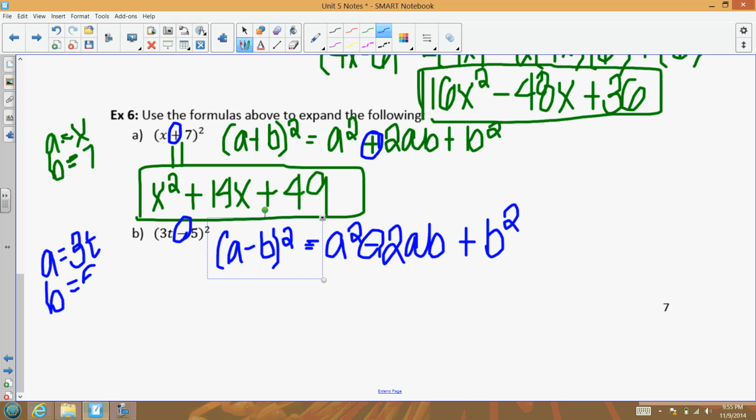b is 5. We don't ever worry about the negatives or the positives because we take care of it when we do plus 2ab and minus 2ab. So then this here becomes, well, you square the 3t, so that's going to be 9t squared because you had to square the 3 and the t. Then you do 2 times the product of these, so I have 2 times 5 times 3t. So I'm looking at 5 times 3 gives me 15, times 2 gives me 30, so it's going to be minus 30t. And then I have plus 5 squared, which is 25.